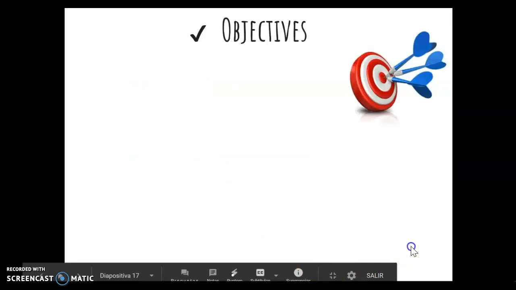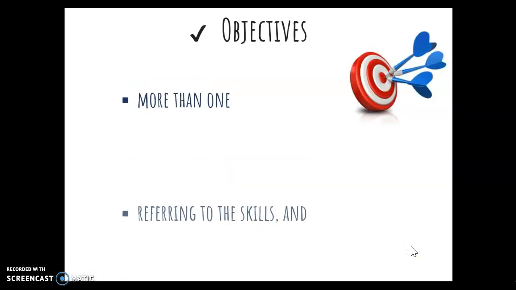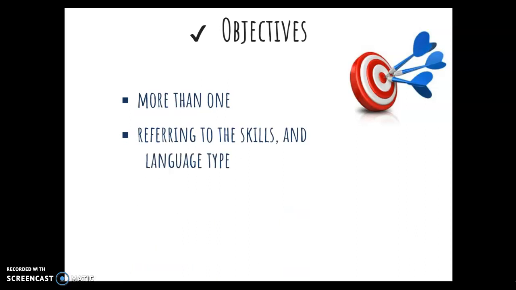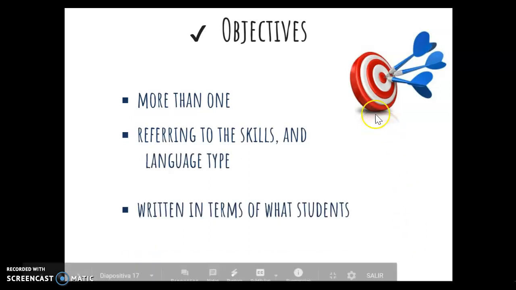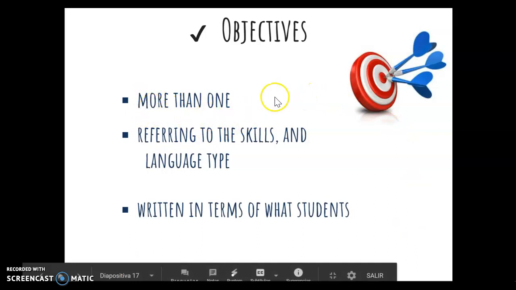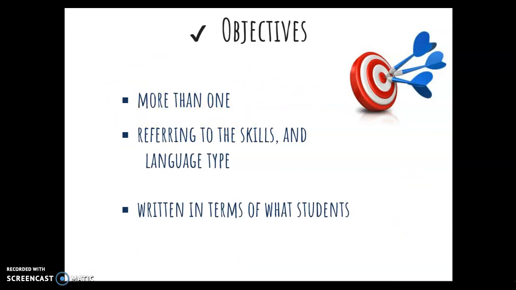Once we have determined the recent work, we're going to work on the objectives. The objectives can be more than one, and they will determine what my students will be able to do at the end of a class that they were not able to do at the beginning of a class. So in the objectives, I will make reference to skills we're going to develop in our students and the language type we're going to work with.